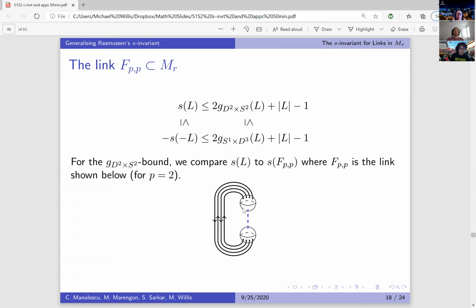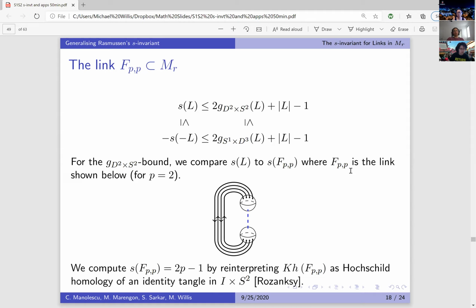Okay, we call this FPP, F for fiber, P for P strands going up and P strands going down. It has to be null homologous. So this is for P equals 2. And so instead of S of the unknot, you need to be able to compute S of this guy. Which is essentially saying you need to be able to compute S of sort of the infinite torus link, right? Because that's what you would build in S3, a bunch of just torus links.